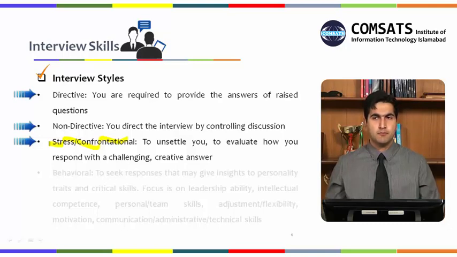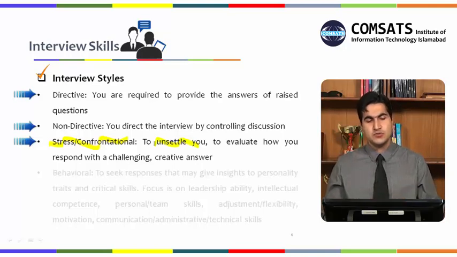You are provided with some sort of disputed discussion in which you are made to argue, and then there are some counter arguments, and then you have to defend your stance, but the purpose is to unsettle you. They want to unsettle you to see how you react when you are nervous? How do you react when you are losing temper? How do you react when you are getting impatient? How are you able to channel that anger to come up with a solution to calm down the whole situation?